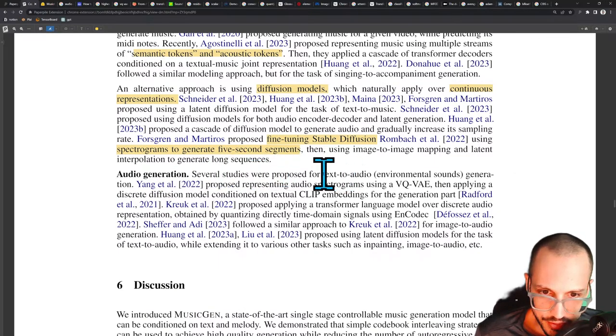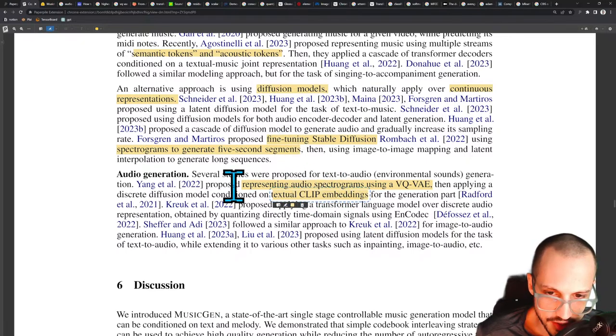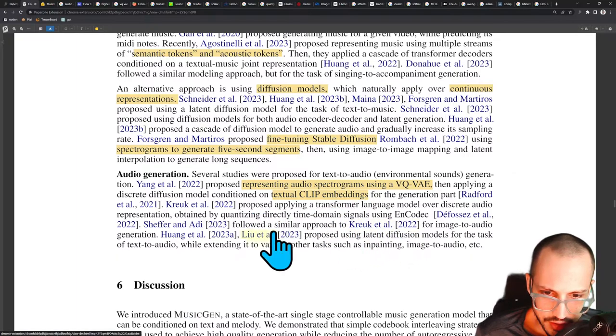Several studies were proposed for text to audio, environmental sounds generating, representing audio spectrograms using VQVAE, and then applying a discrete diffusion model conditioned on textual clip embedding. So another kind of example of doing the generation in this kind of image space. Transformer language model over discrete audio followed by quantizing directly time domain signals. Proposed using latent diffusion models with a task while extending it to various tasks.